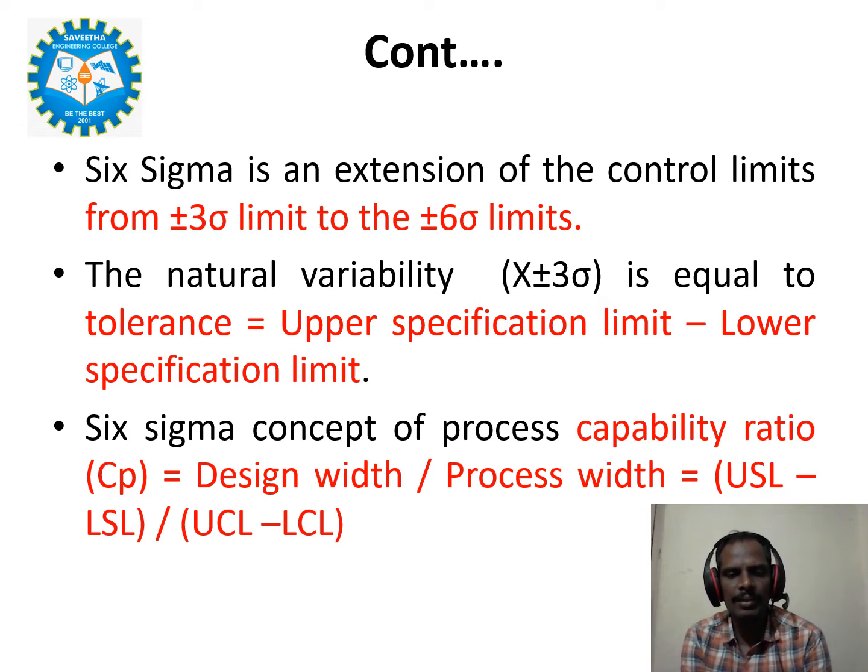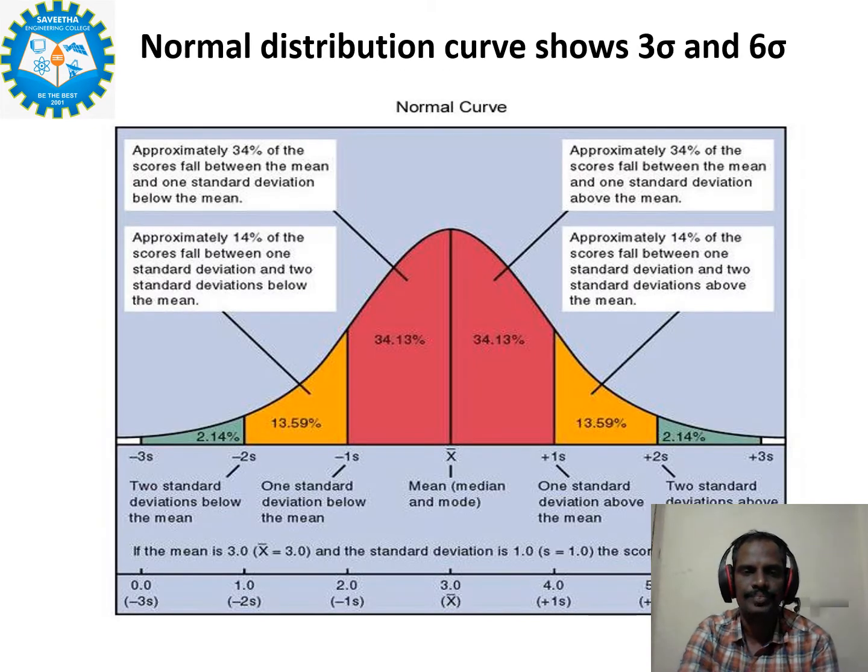The variability may vary between the positive and negative values, where the center line indicates X. The tolerance is equal to the upper specification limit minus the lower specification limit. The concept of process capability is the ratio Cp, which is equal to design width divided by process width, that is, USL minus LSL divided by UCL minus LCL.